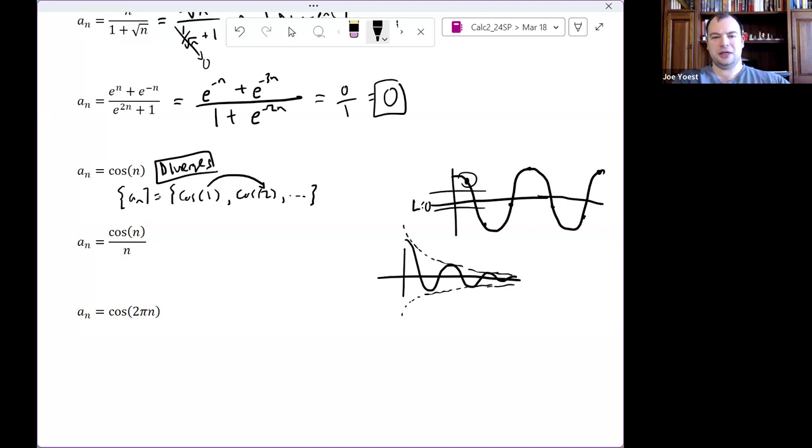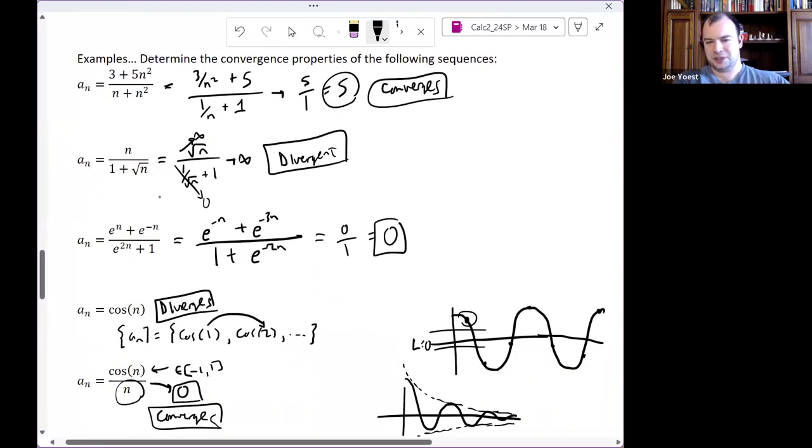And here I see that cosine is stuck between negative 1 and 1, and I have an n on the bottom. So as n gets large, my denominator gets large, my numerator stays small in magnitude, my whole fraction is going to go to 0. This converges to 0. And I suppose I should have said converges here as well.